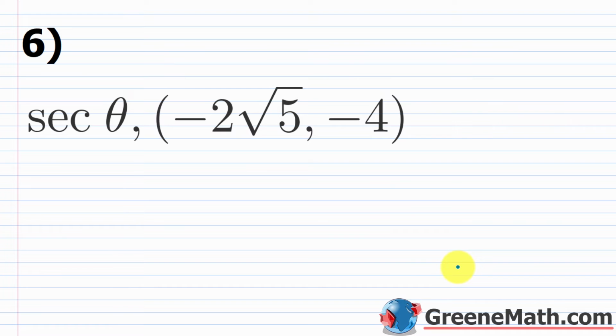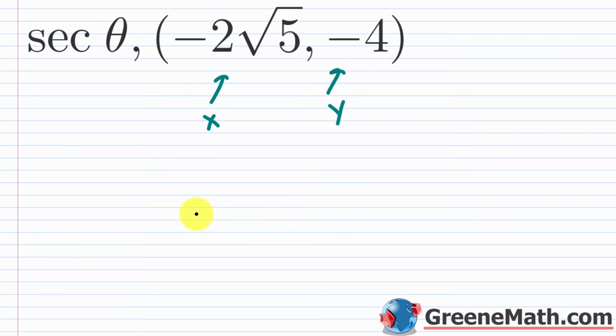Okay, let's look at problem number 6 now. So we want to find the secant of theta, given that we have this point where the x value is negative 2 times square root of 5, and the y value is going to be negative 4. So for the secant of theta, this is going to be equal to the reciprocal of the cosine of theta. So the cosine of theta is x over r. With the secant of theta, it's r over x. So r over x, again, where x is not 0. But here x specifically is negative 2 times the square root of 5.